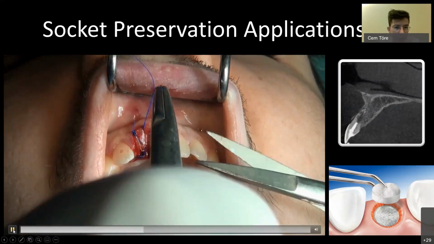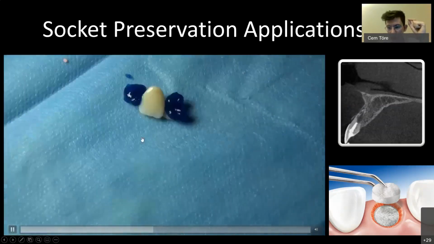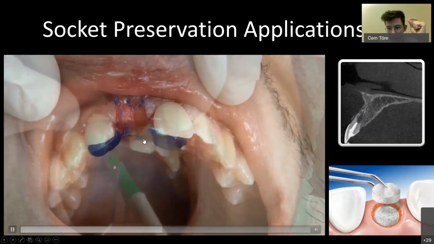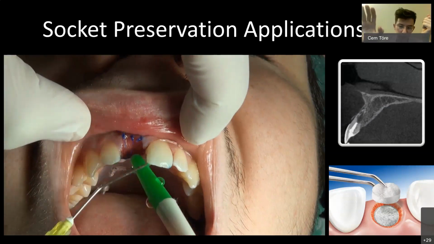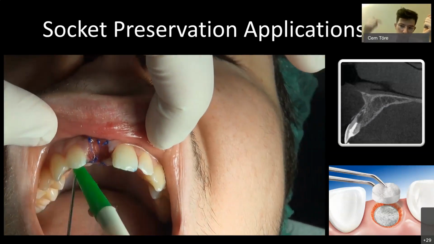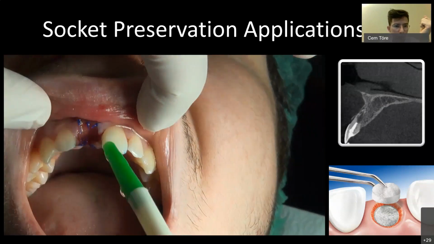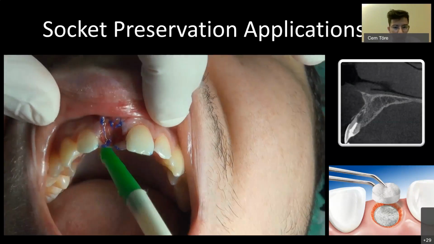Instead of a collagen membrane, you can also use a collagen sponge. You can compact it with sterile gloves, cut it into a circle, place it in its place, and then suture from the gingiva to the collagen sponge, which works just as well.